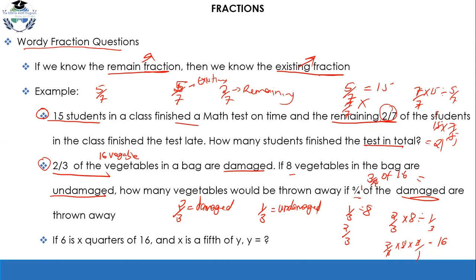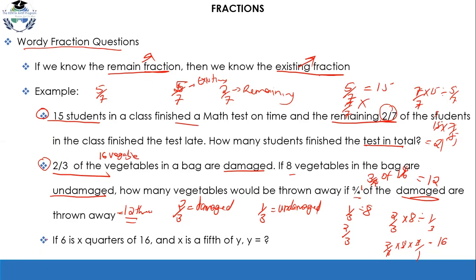By 4, 1. By 4, you have 4. So this gives you 12. That gives you 12 thrown away. So again, if you're able to figure out the remaining fraction, then knowing the existing fraction is going to be very simple for you. This question is a free mark for you in the GRE. Whenever you come across this question, it automatically gets your free mark.